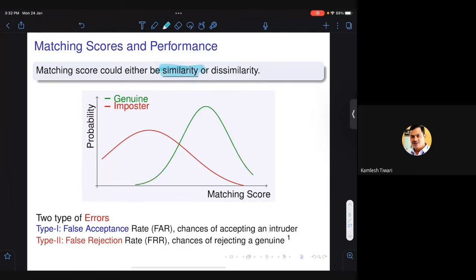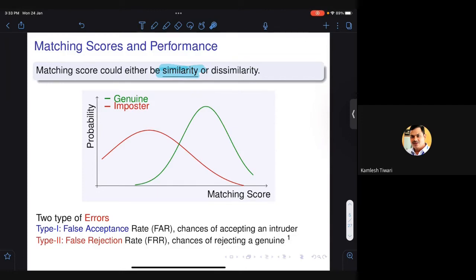We are going to talk about the similarity scores only. If it is a similarity score, the genuine curve is going to be this and the imposter curve is going to be this. Because when you are matching imposters, the score would be lesser as compared to when you are matching the same people. That's why the peak is at the higher value here and at the lower value here.